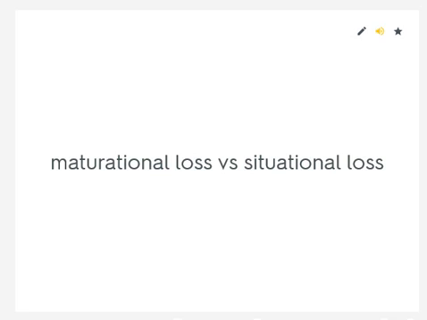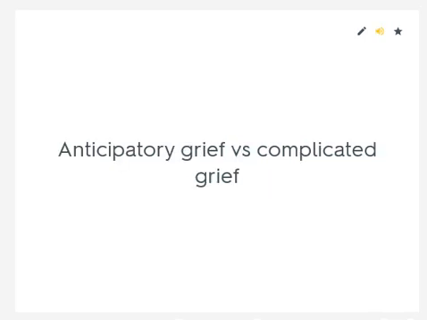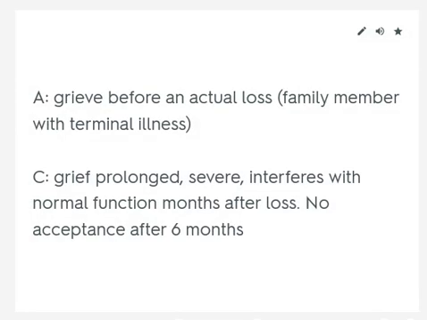Maturational loss versus situational loss. M: loss expected with normal life. S: unexpected external event. Anticipatory grief versus complicated grief. A: grief before an actual loss. C: grief prolonged, severe, interferes with normal function months after loss. No acceptance after 6 months.